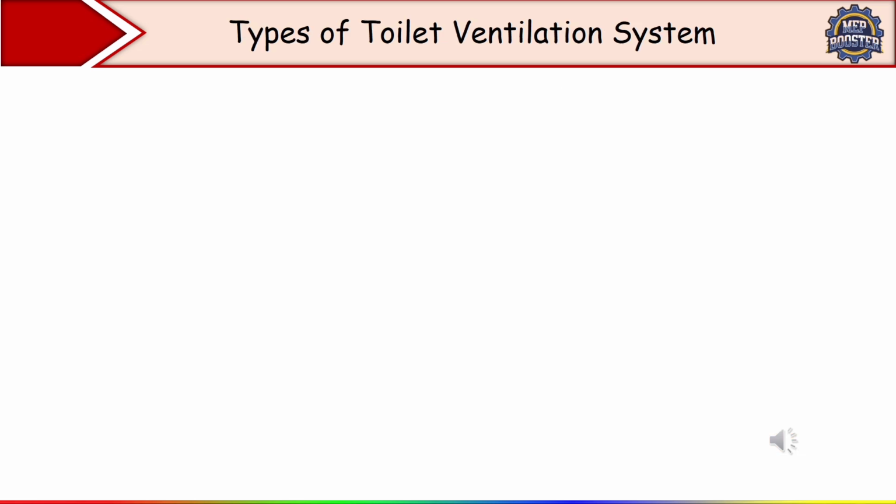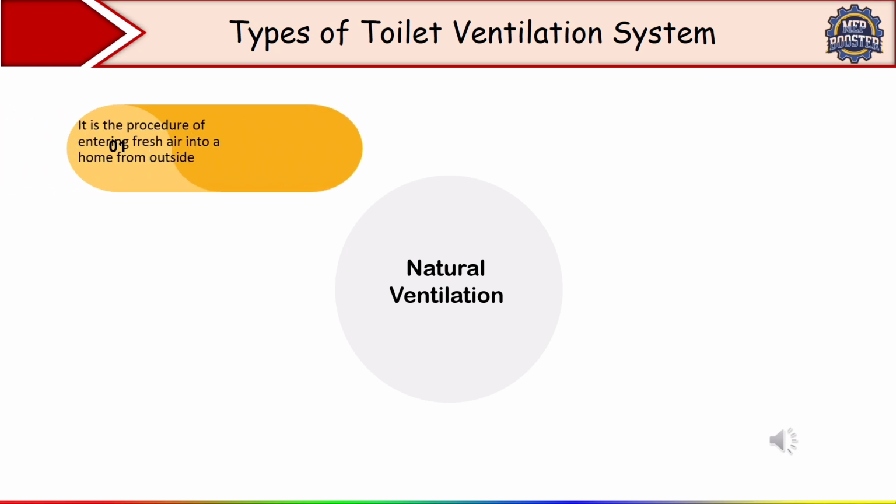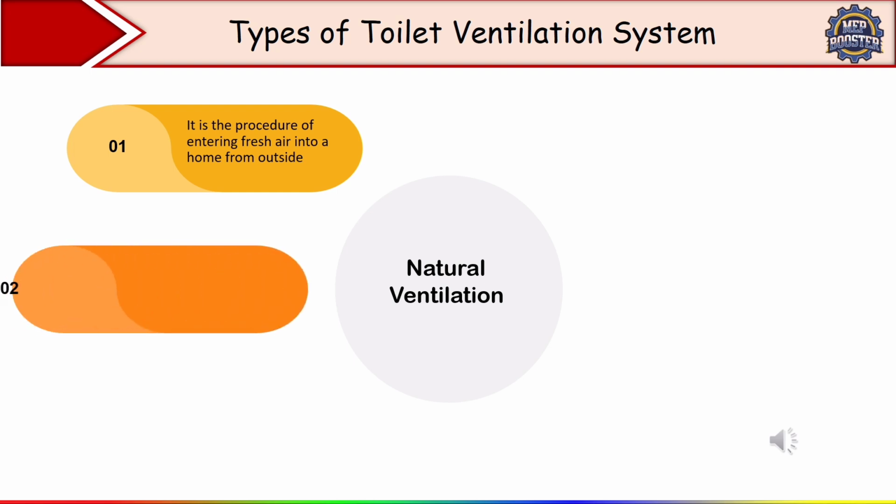Now as I already discussed, the toilet ventilation system may be classified into two types. In that, first is natural ventilation. So what is actually natural ventilation? See here, it is the procedure of entering fresh air into a home from outside. It means what we are doing in natural ventilation. Our main target is what? We are providing outside air inside and inside air outside to improve indoor air quality. So this is called a natural ventilation system.